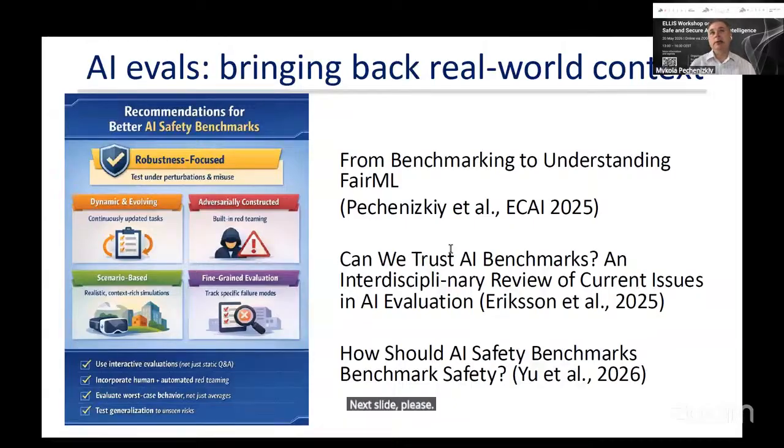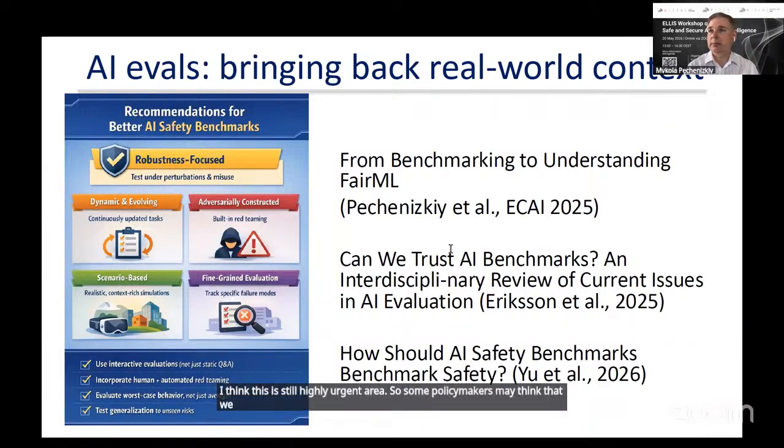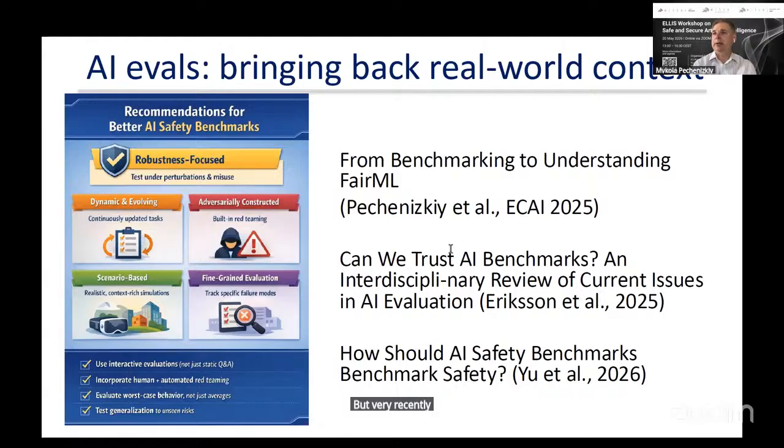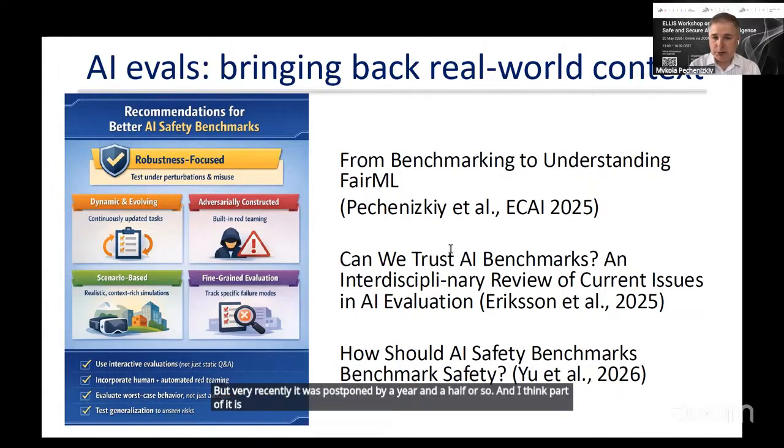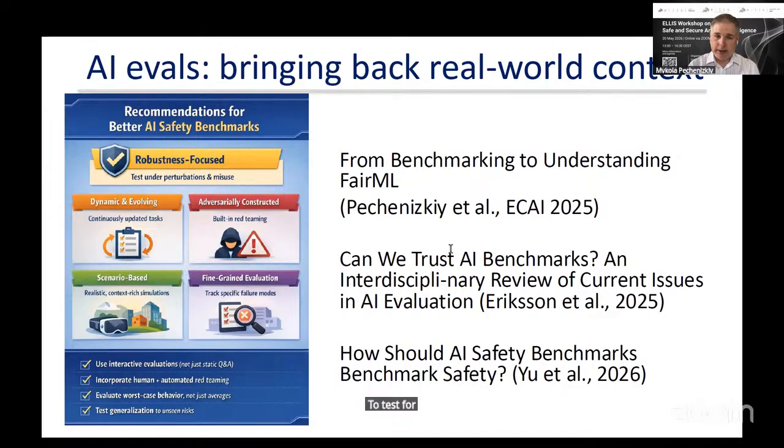I think this is still a highly emergent area. So some policymakers may think that we're already there or almost there. If you think about the AI Act and its implementation and trying to enforce it, there were already attempts to start implementing it from August or September of this year, but very recently it was postponed by a year and a half or so. And I think part of it is the realization that on the methodological side, we're still quite far from being able to test for safety in a rigorous way.